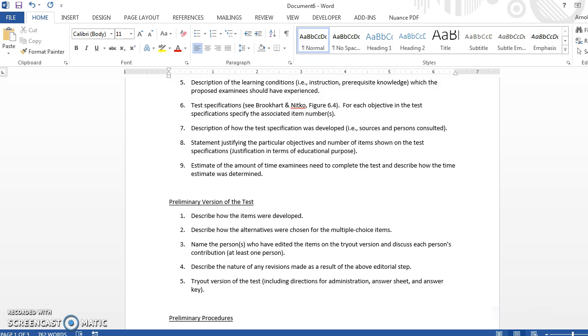On the tryout version, discuss the person's contribution. As I said before when I talked to you all, it is perfectly fine to let another teacher look at your test. Maybe it's somebody at your grade level, maybe somebody in your school. You could also just email it to each other. That's perfectly fine. That is not cheating. That is using your resources and using people who are in the educational community to help you. That's what we do in education.